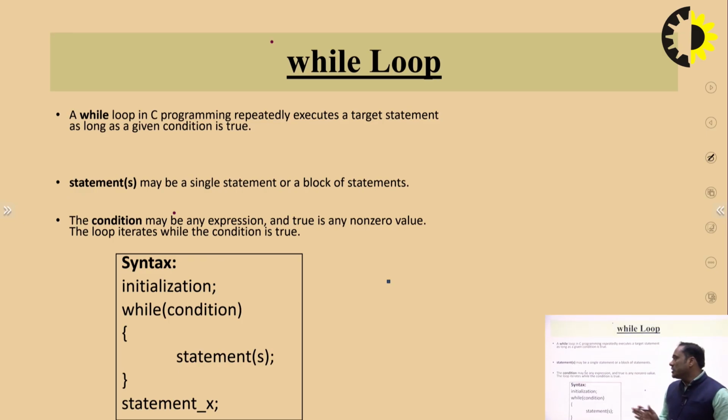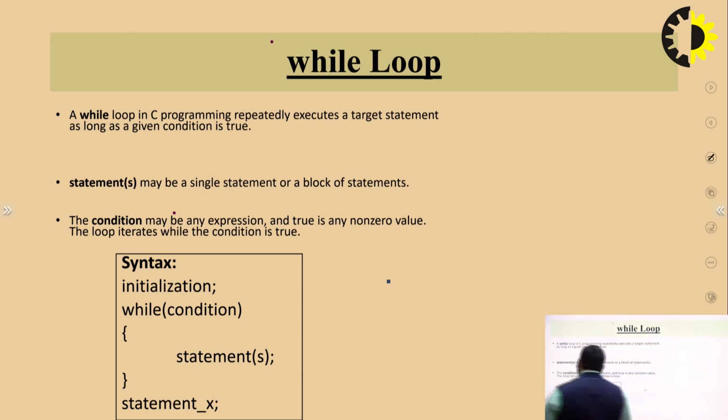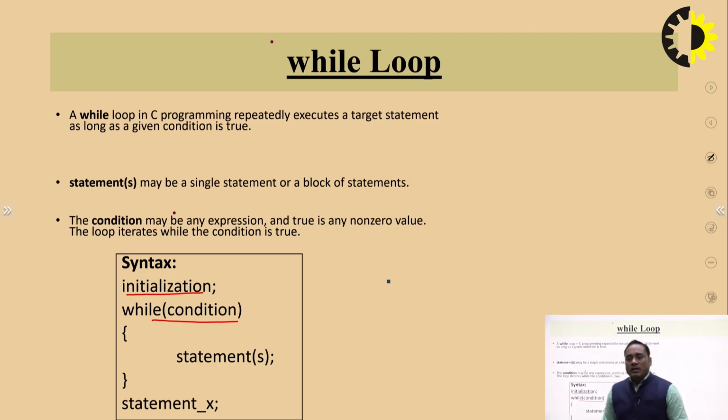What are the conditions generally used in the while loop? So this is the syntax where the while loop works. In this syntax, basically we are going to initialize the variable. In the initialization part, we are going to initialize the variables. In the condition part, we will give the condition. If the condition is true, then your loop is going to execute. If the condition is false, the loop is not going to execute.